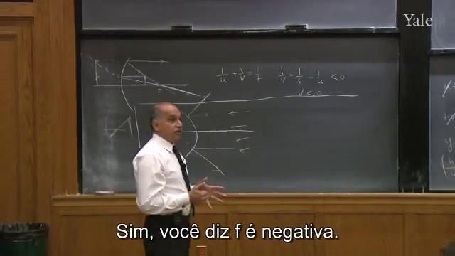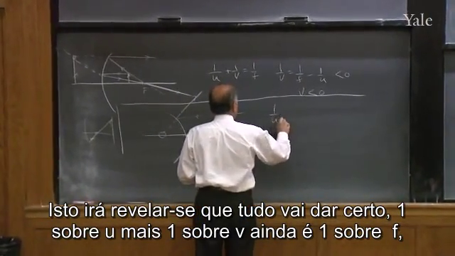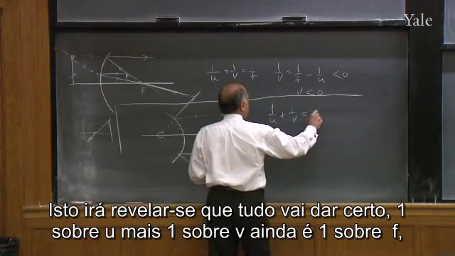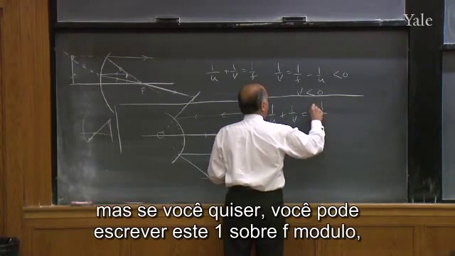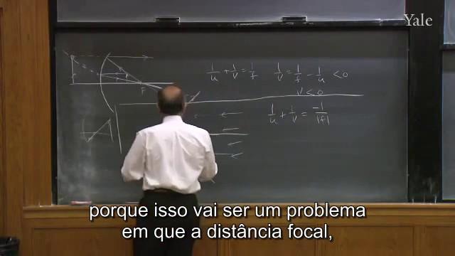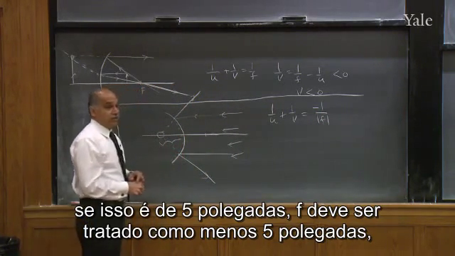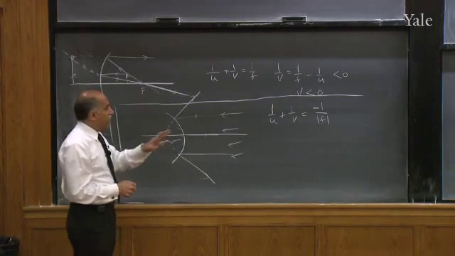Yeah, you say f is negative, it'll turn out that everything will work out. 1 over u plus 1 over v is still 1 over f, but if you want, you can write this as minus 1 over mod f, because this will be a problem where the focal length, if that is 5 inches, f should be treated as minus 5 inches. Then everything will work out.